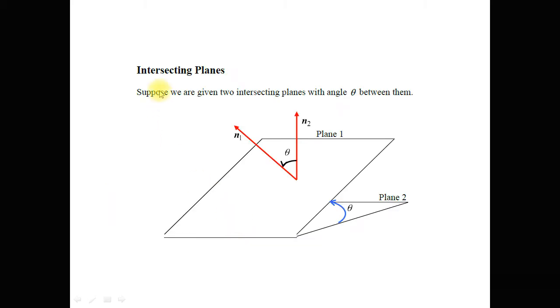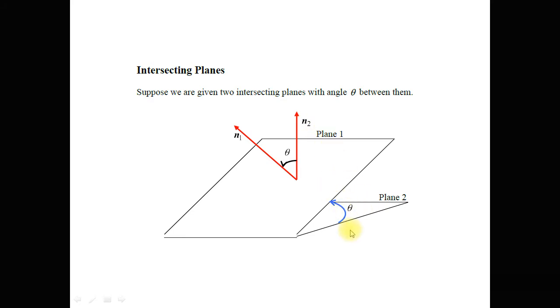So now, intersecting planes. Suppose we are given two intersecting planes with angle theta between them. So you see over here plane number 1 and plane number 2. These two planes intersect each other.